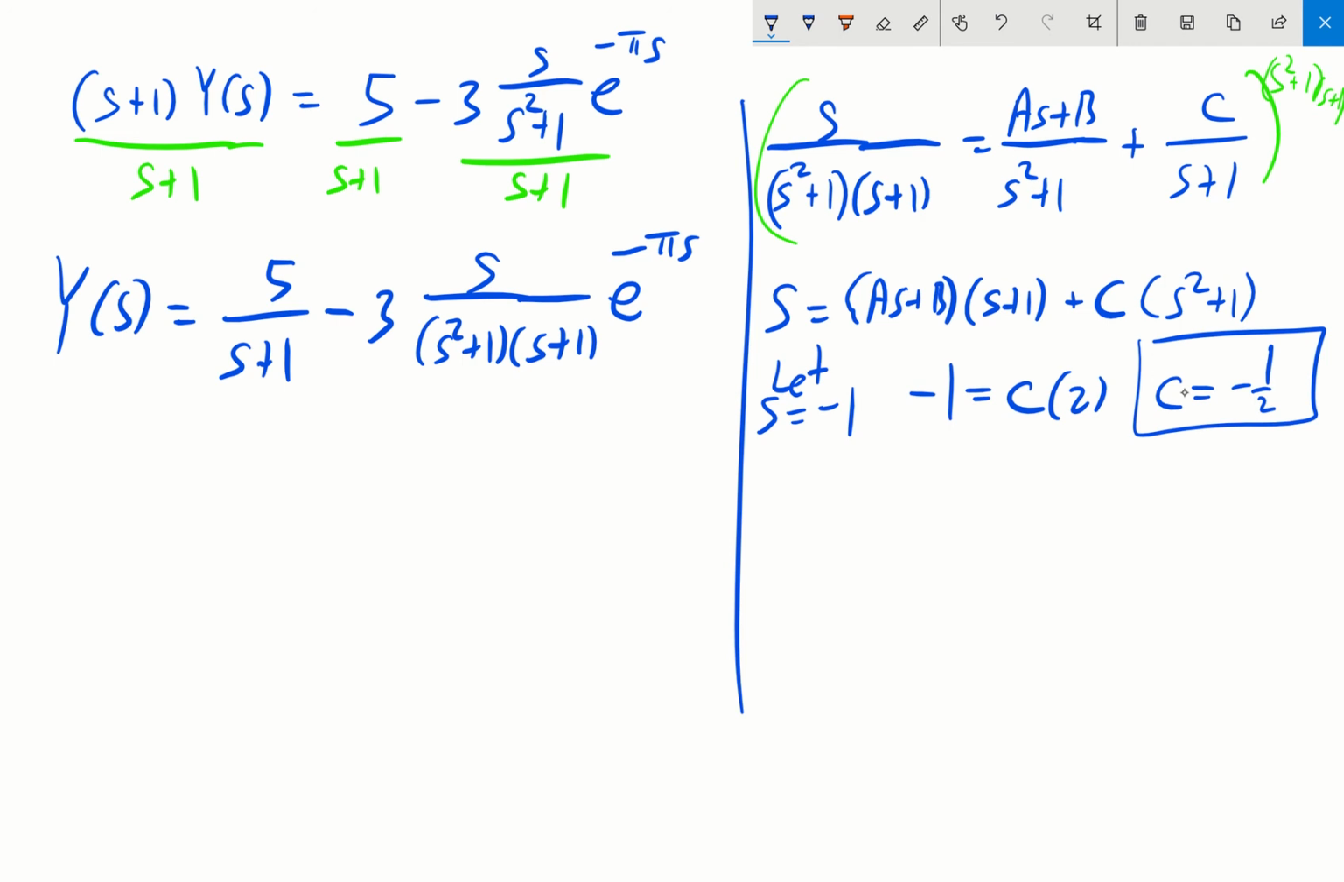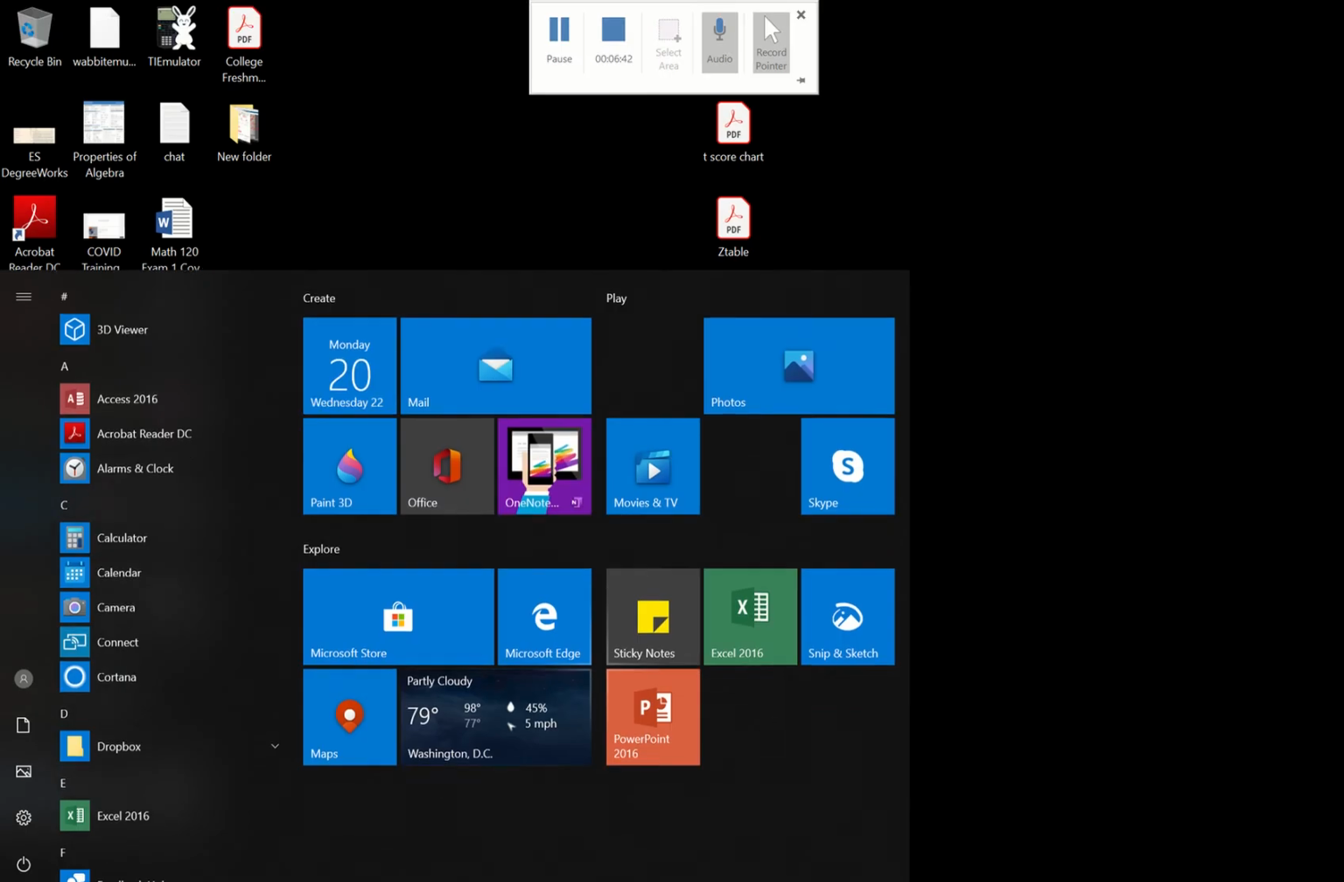To find a and b, let's make another convenient choice of s. Let's let s be equal to 0. If s is equal to 0, then we get that 0 equals 0 times a, which is 0, so we get b here, times 0 plus 1, which is 1.